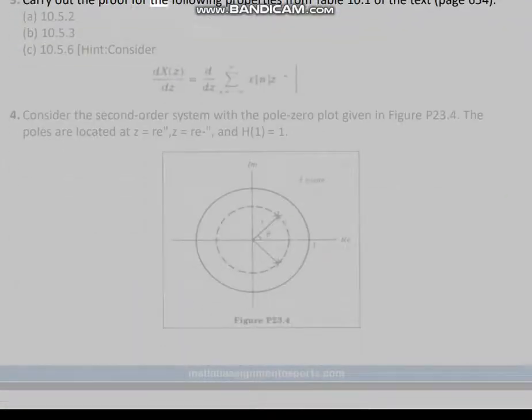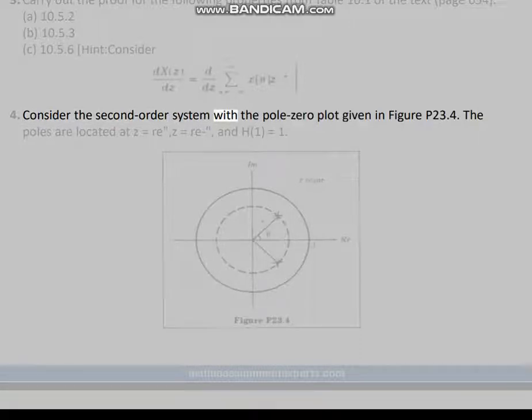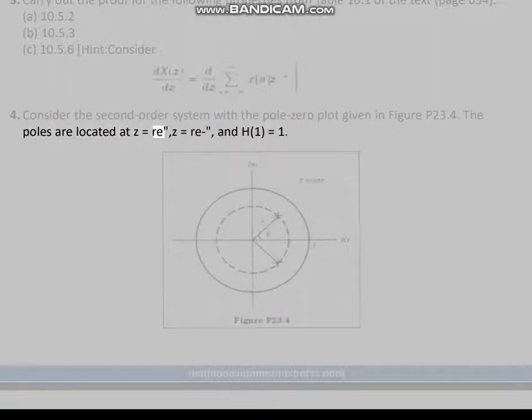Carry out the proof for the following properties from Table 10.1 of the text, page 654. A. 10.5.2, B. 10.5.3, C. 10.5.6. Hint: consider. Consider the second-order system with the pole-zero plot given in Figure P23.4. The poles are located at z equals re^(jθ), z equals re^(-jθ), and H(1) equals 1.